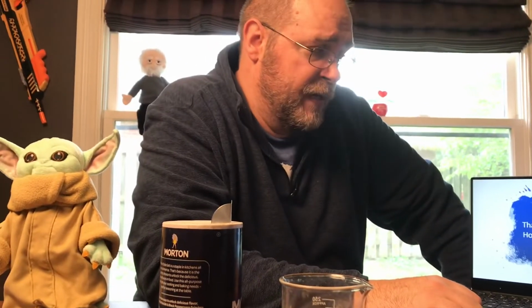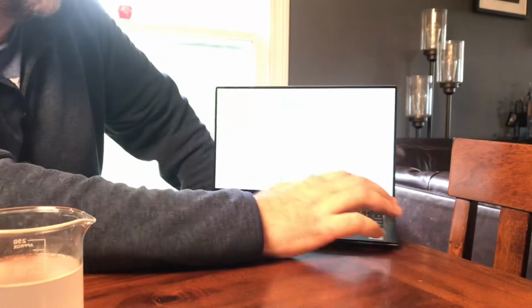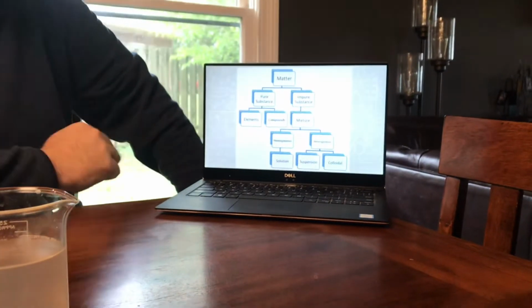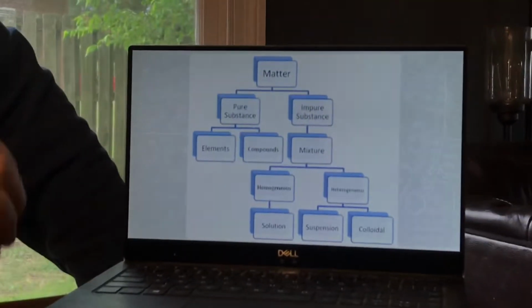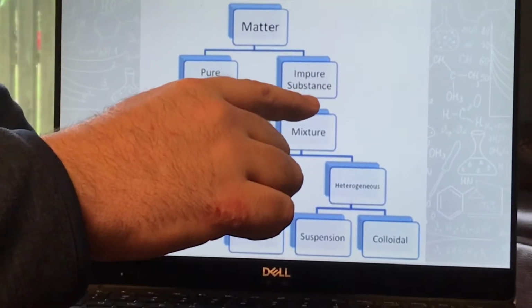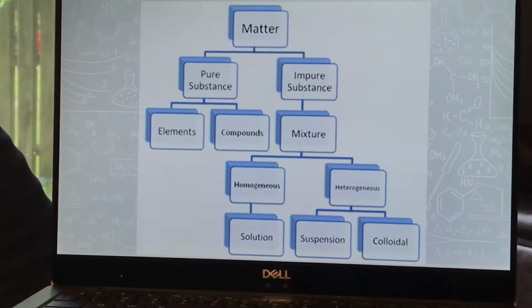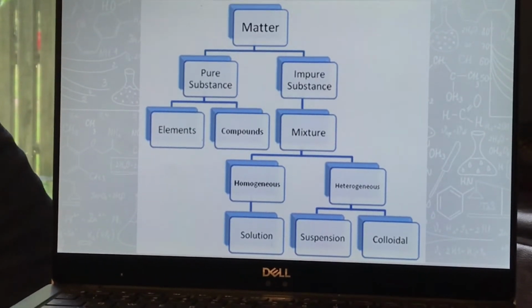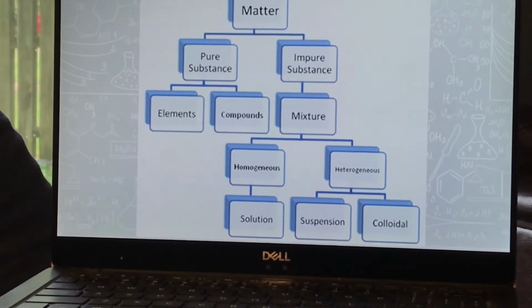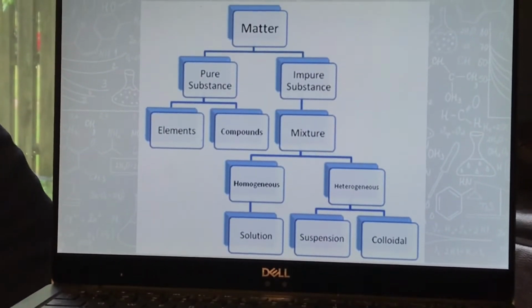Okay, this is a lot of information. So how are we going to organize all this? Well, here's a chart. We start with matter, all matter. We have pure substances, we have impure substances. Pure substances can be elements, compounds. Element, the smallest unit of matter that has its own properties. That would be what's on our periodic table.